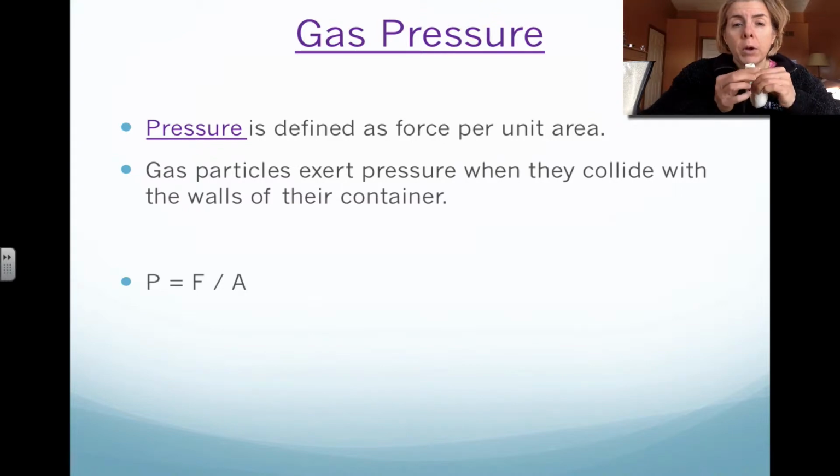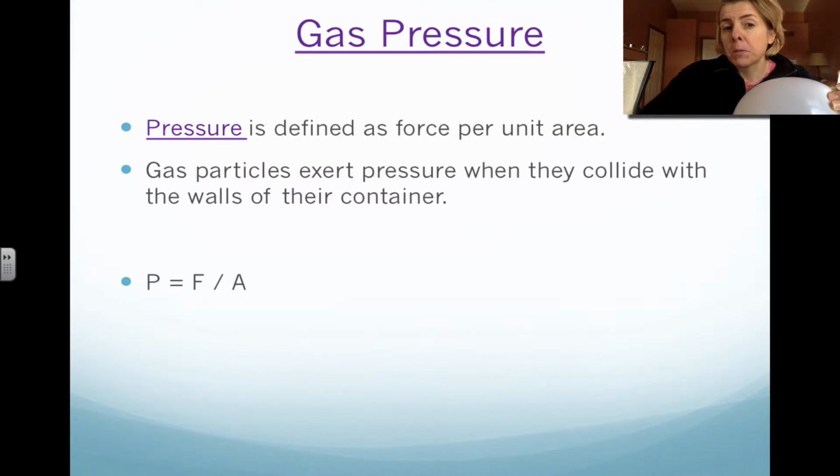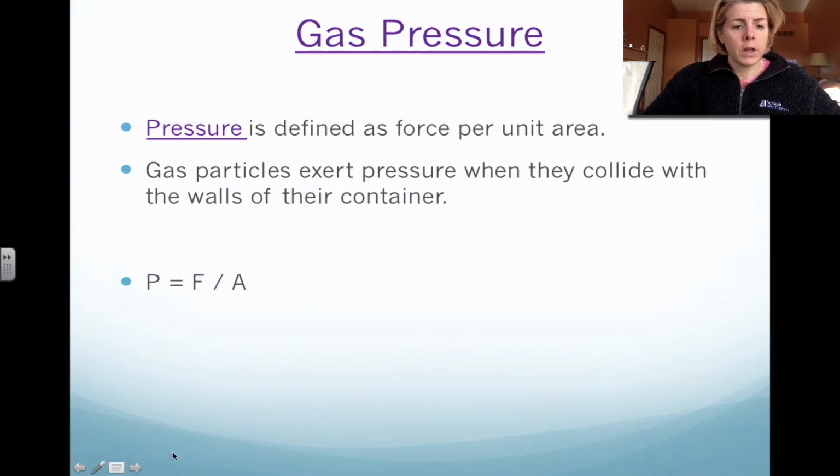As I blow up this balloon, depending on how much air I put in it, the gas particles are essentially exerting pressure on the inside walls of this balloon, and they're constantly colliding with the walls. When they do that, they exert a force, which we call pressure. Notice that pressure is the force over the unit area.